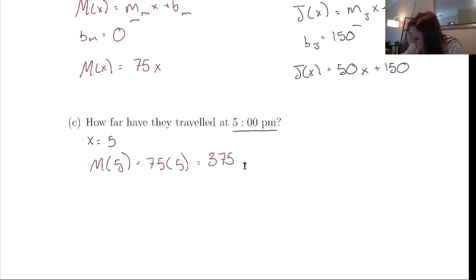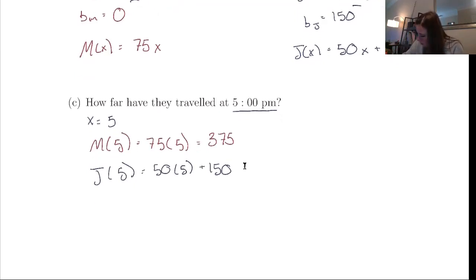And then where's John at? His is 50 times 5 plus, remember, that's his gain on her of another 150 miles. So what is that? 5 times 50 is 250 plus another 150, that's 400. 400 miles. All right. Thank you, Gilicia.